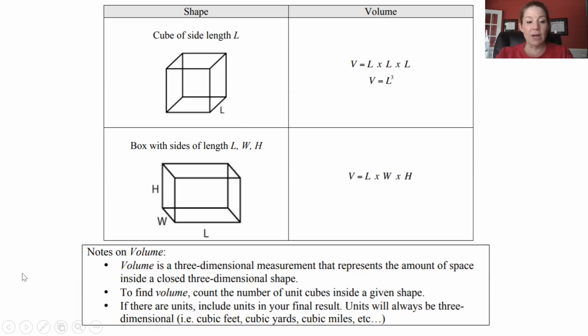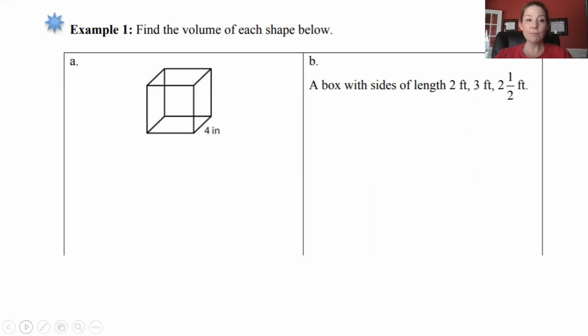Here's some notes about volume. Volume is a three-dimensional measurement that represents the amount of space inside a closed three-dimensional shape. To find volume, count the number of unit cubes inside a given shape. If there are units, include units in your final result. Units will always be three-dimensional. For example, cubic feet, cubic inches, cubic yards, and so forth.